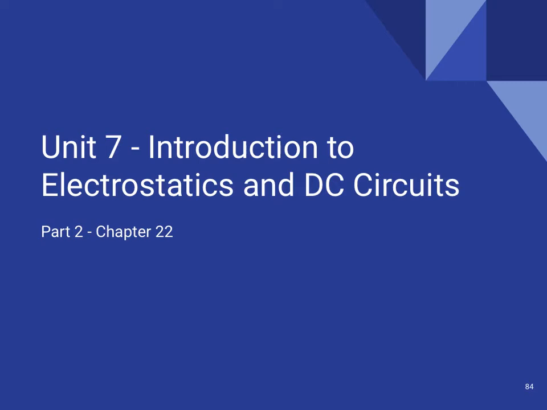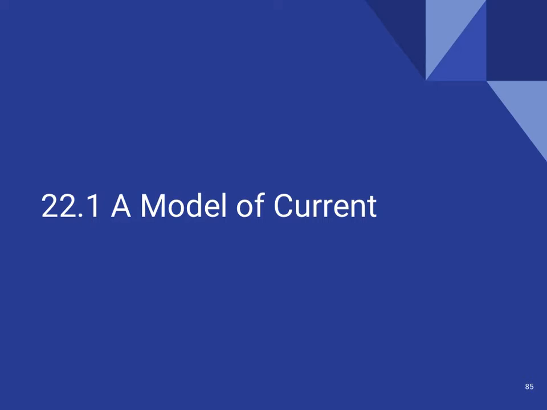So we're going to jump into chapter 22 and skip the rest of chapter 20 and the rest of chapter and all of chapter 21. And those are things we hit again in AP Physics 2. And instead, we're going to start to look at a model of current. So we talked about charge, and current is really the flow of charge.